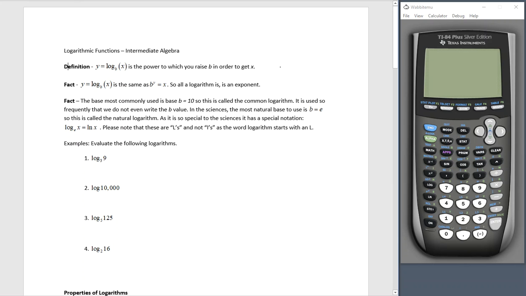Hello, and welcome to Logarithmic Functions. This is going to be an intermediate algebra approach, so it's really kind of the introduction to logarithmic functions.